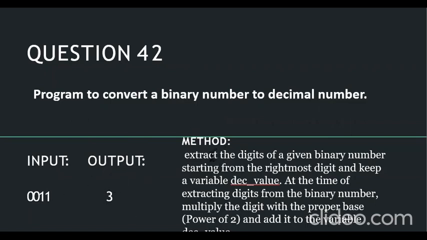The method which I've used is to extract the digits of a given binary number starting from the rightmost digit and keep a variable for the decimal value. At the time of extracting the digit from the binary number, multiply the digit with the proper base, a power of 2, and add it to the variable of the decimal value.